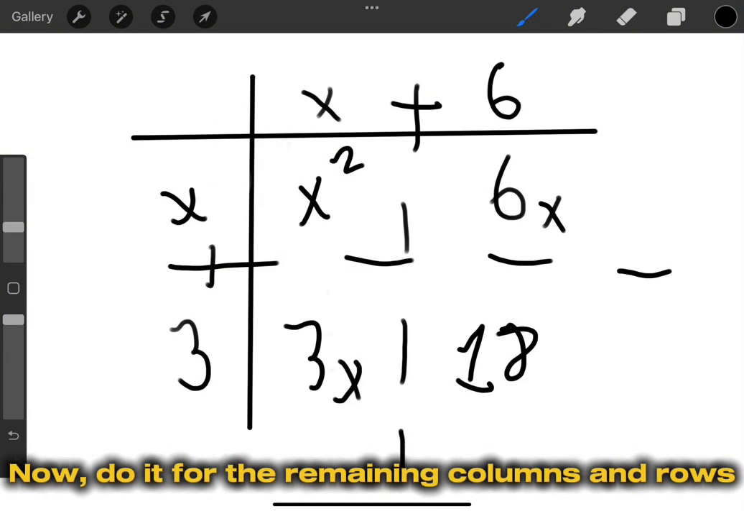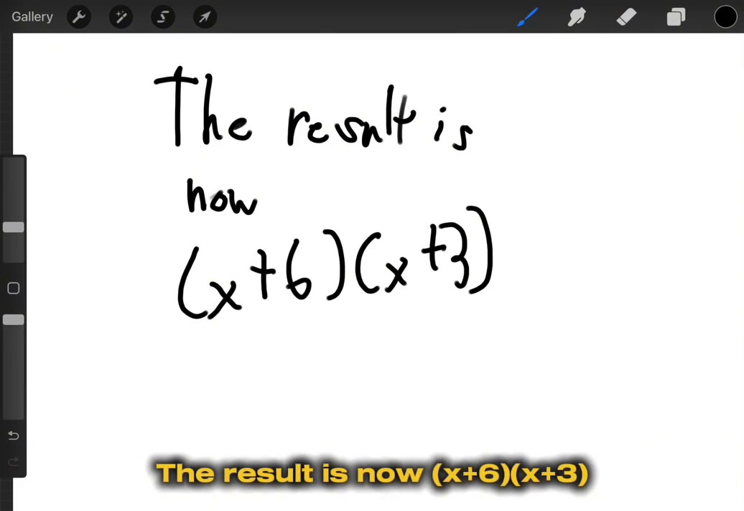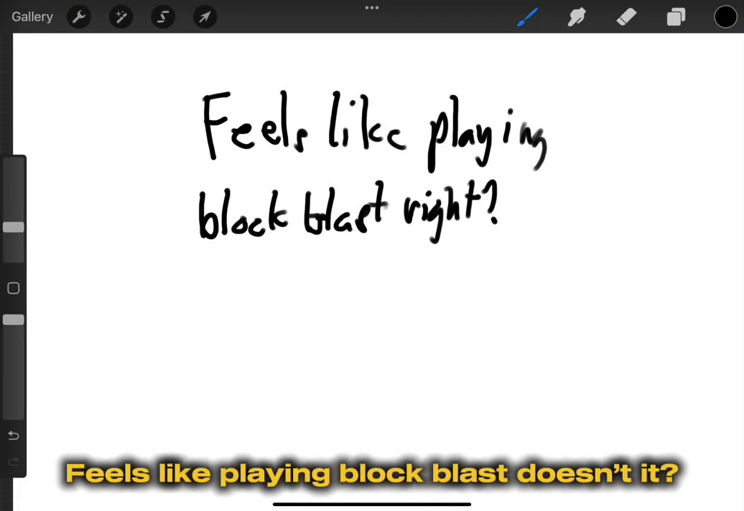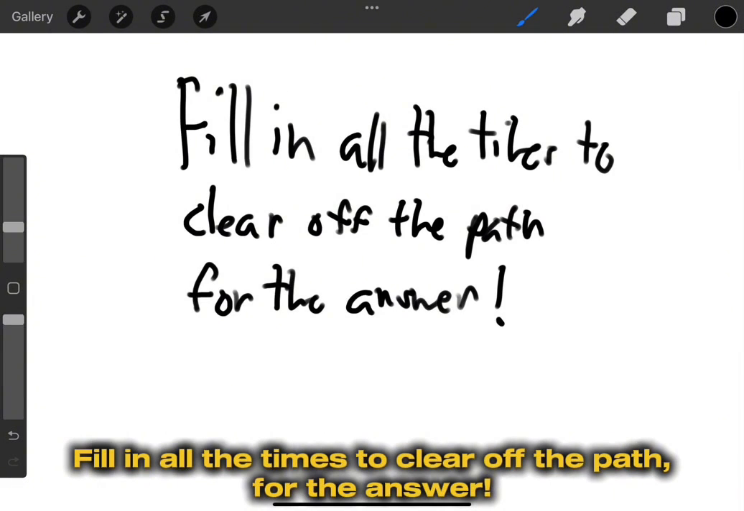Now, do it to the remaining columns and rows. Now, the result will be our answer, x plus 6 multiplied by x plus 3. Not sure? Well, you can expand x plus 6 and x plus 3. Feels like playing Block Blast, doesn't it? Fill in all the tiles to clear off the path for the answer.